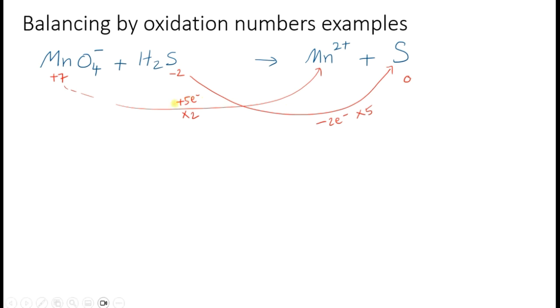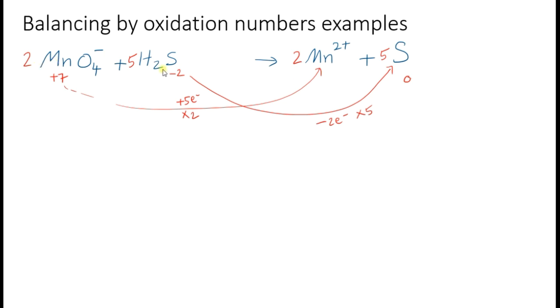So you're doing the same thing as half equations, but in a single equation, in a single step. So you've got 10. This means I have to multiply this by 5 and this species by 5. So whatever this is connecting, going from here to here, I multiply that by 5 and this by 2. Now you can get rid of these lines if they are confusing you. Now the next step is to check if the overall charges are equal.